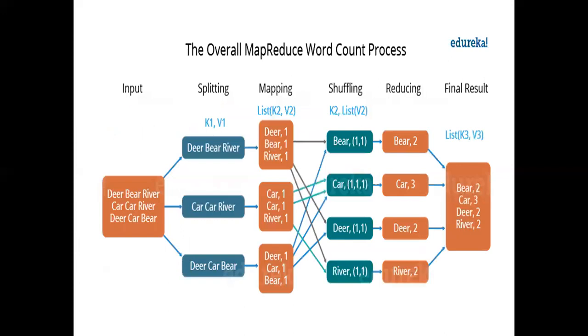Here, diagrammatically, we first show what will happen in that program. This is the input file: deer, beer, river, car, river, deer, car, beer. In our diagram, we are dividing this entire input file into 3 splits. Three lines are divided into 3 splits. Each input split is given to one mapper.